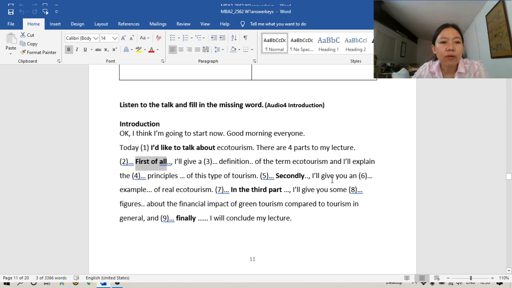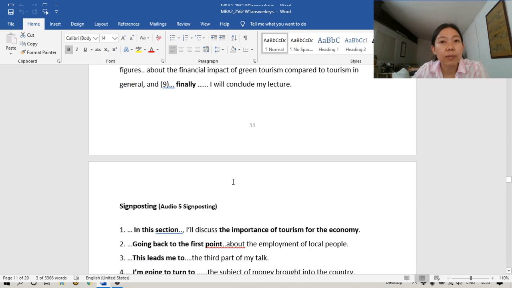Secondly, I will give you examples of real ecotourism. So this is the second topic. In the third part, I will give you some figures about the financial impact of green tourism. And finally, I will conclude my lecture. So this is the introduction part of the presentation. And next is another listening exercise. I have asked you to listen to the signposting sentences and fill in the missing words.